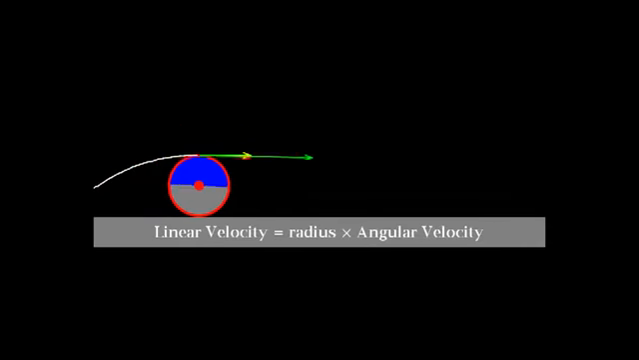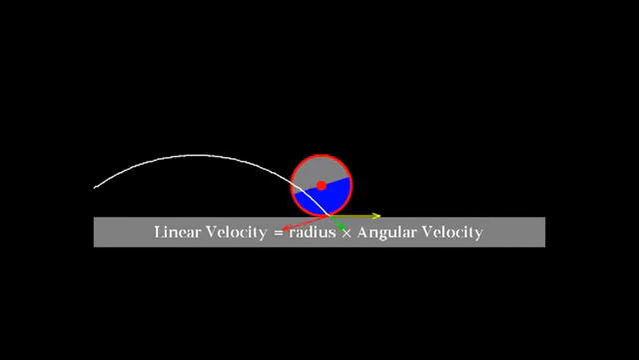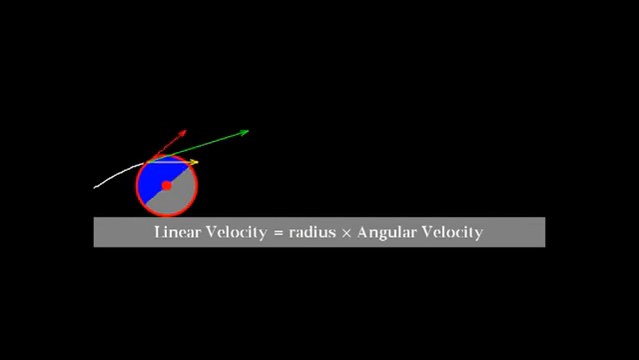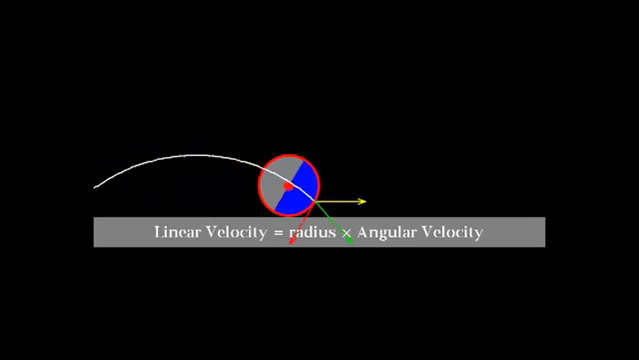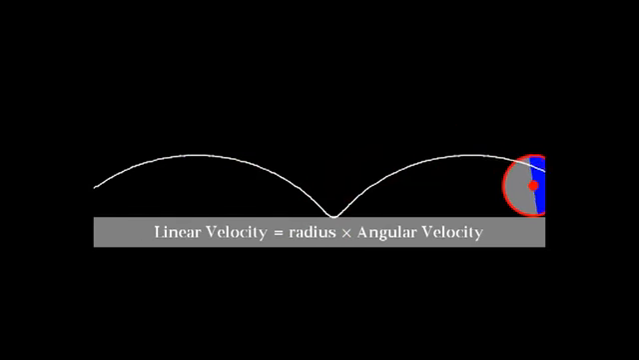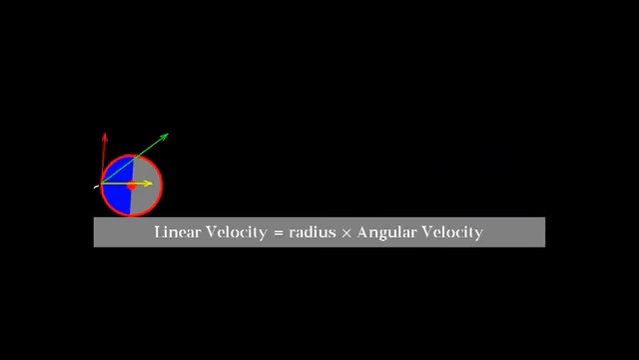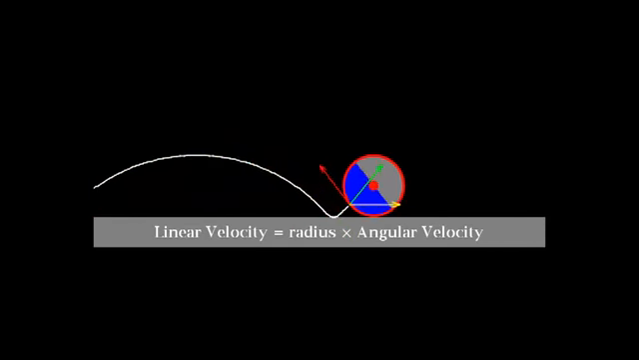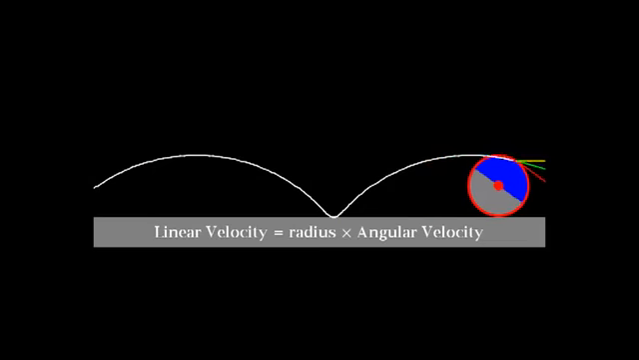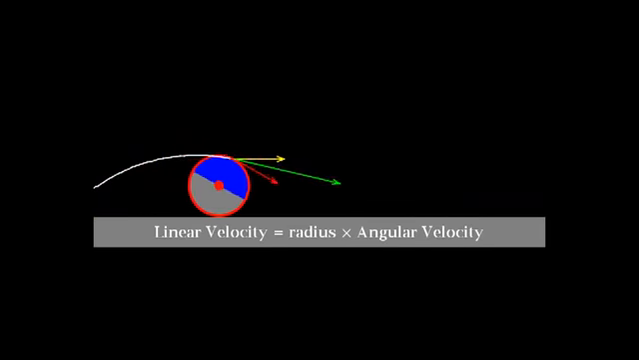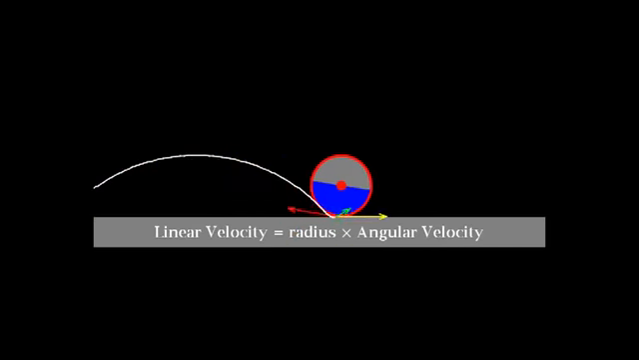Now the disk is in combined translation and rotation. Its linear speed v and angular speed omega are related as v equals r omega. The point of contact of the disk with the surface has zero velocity, as the linear velocity v due to translation and the velocity r omega due to rotation are directed oppositely here. Notice the change in the length of the green arrow, which represents the sum of the yellow and red arrows. This is rolling without slipping.